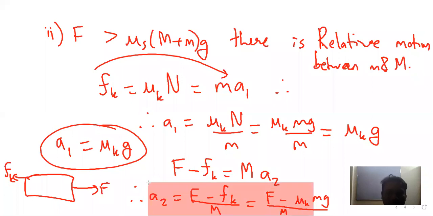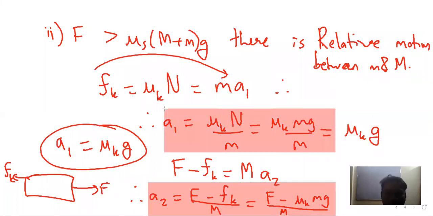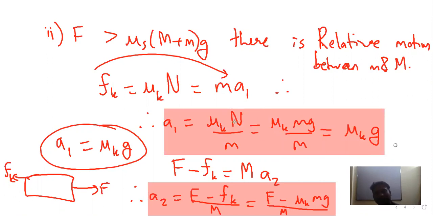So these are the answers to this question. Acceleration of first block is mu k into g, acceleration of second block is capital F minus mu k mg upon capital M. Now after this, let us move on to the next question, which is question 28 of illustration questions.